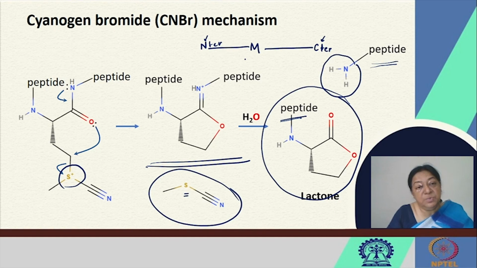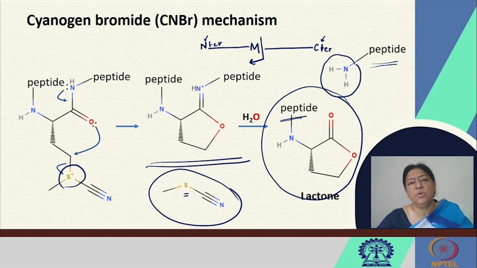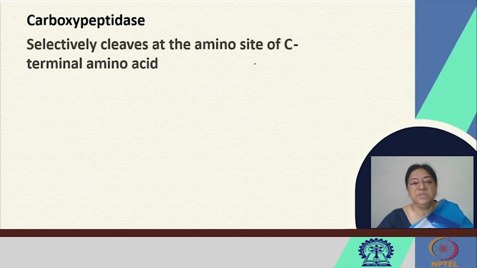If there happens to be a methionine, we will have a lactone formation at this position. And depending upon how many methionines we have, we will have lactone formations at each of those positions, resulting in a specific number of fragments, depending upon how many methionines are present. Similarly in the enzyme case, we will be looking at the cleavage fragments from a tryptic digest, as it is called. Carboxypeptidase works on the other hand, where it cleaves at the amino site of the C-terminal amino acid.